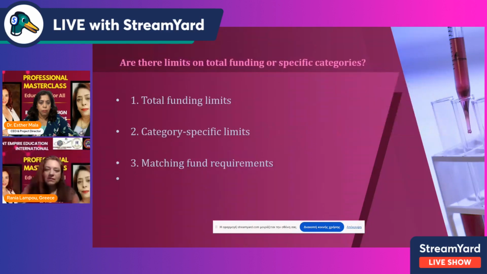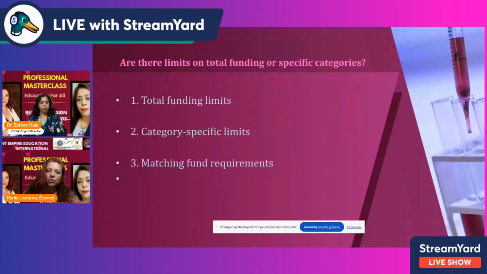What are the limits of total funding or specific categories? We talk about total funding limits, as many grants specify a maximum award size that could be $5,000, $50,000 for seed grants, $500,000 for multi-year projects. Or if we talk about duration-based limits, some programs give an annual cap. For example, $100,000 per year for 3 years.